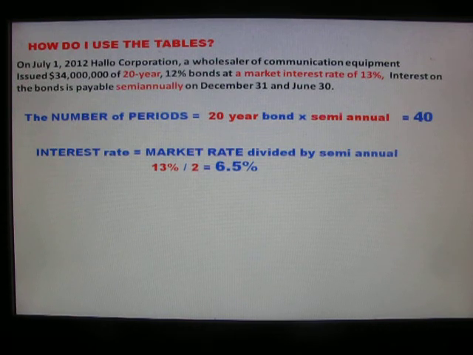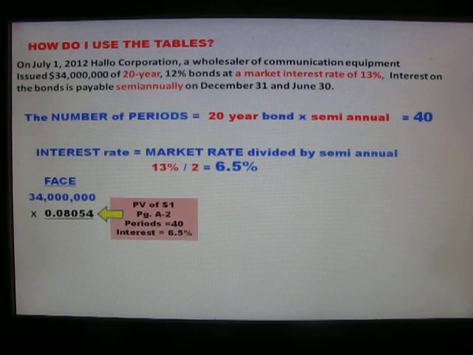Okay, so our bond is 20 years semi-annual, so our number of periods is 40, and our interest rate is 6.5 because it's every 6 months. So we deal with the face amount times our factor. We got that factor from the present value of 1 table on A-2 using periods of 40, come down the side of 40, and then go across to the interest rate of 6.5%, and that's the factor it gives you. So we multiply that out and get 2.7 million.